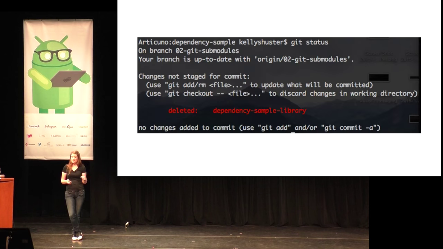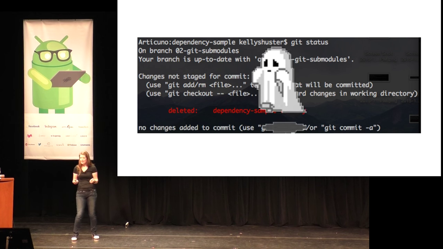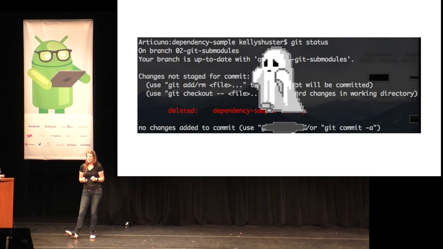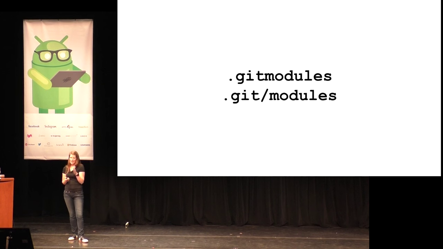You would think that just deleting the dependency sample library directory would be enough, but of course, this is git submodules. If you just delete that directory, they will come back to haunt you, and you will pull down code and see these little ghost directories floating around everywhere. What you really need to make sure is that you also delete the .gitmodules file that's telling your project all the submodules it's referencing, and you also need to delete the .git/modules directory.